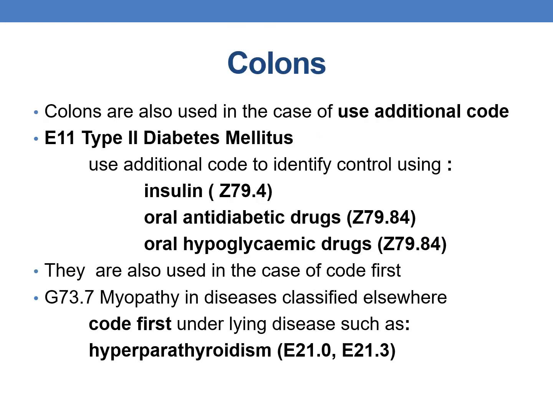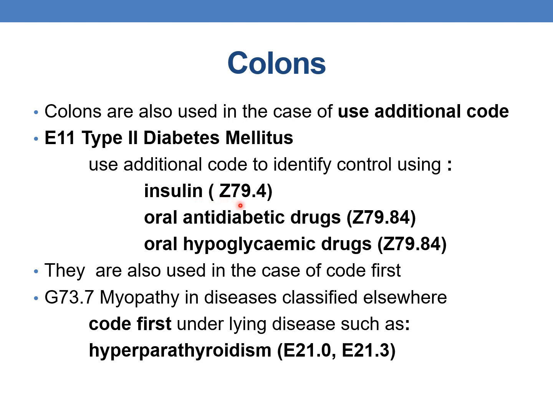In addition to includes and excludes nodes, colons are also used in the case of use additional code. This is also a type of convention which will be discussed in the next session. So coming to example, in case of use additional code, whenever we see E11 series or category which indicates type 2 diabetes mellitus, under it you can see use additional code to identify control using insulin, oral anti-diabetic drug or oral hypoglycemic drugs. So whenever we code type 2 diabetes mellitus, we need to code additional code of type of control.